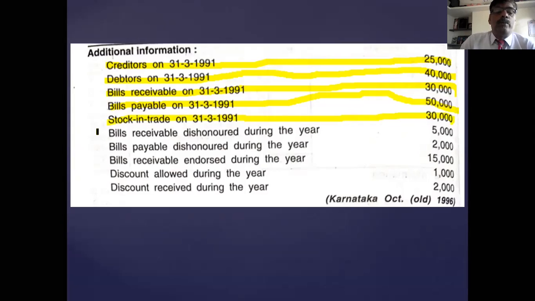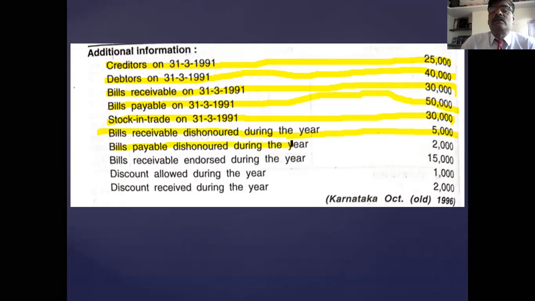Okay. Bills receivable dishonored first comes in the debtors account debit side. Then it comes in the bills receivable account credit side as by debtors account. Okay, debtors account. And next is bills payable dishonored.